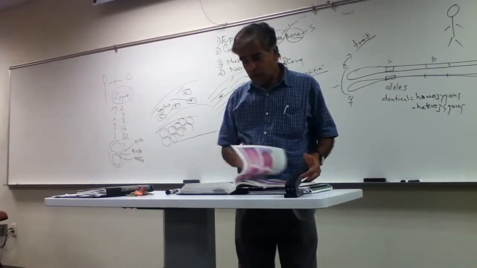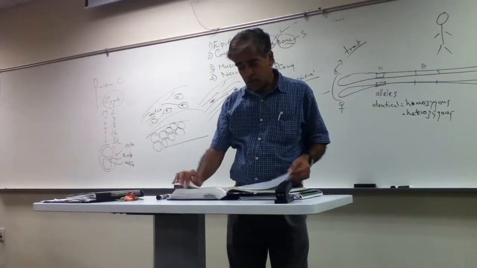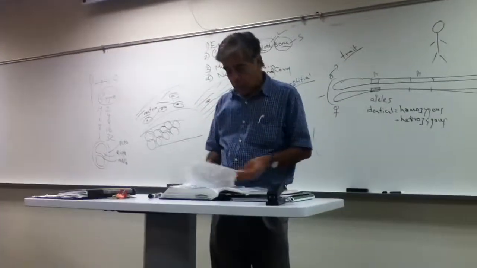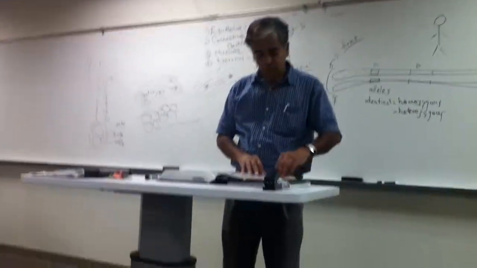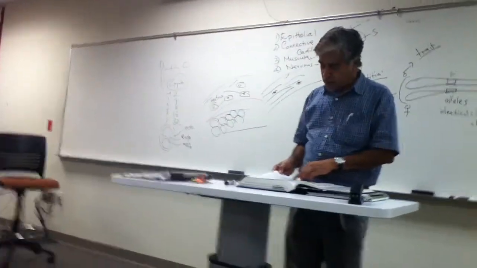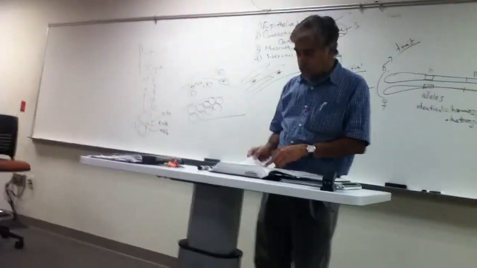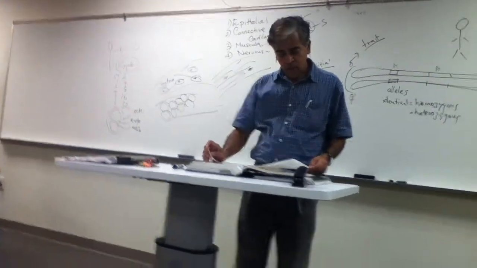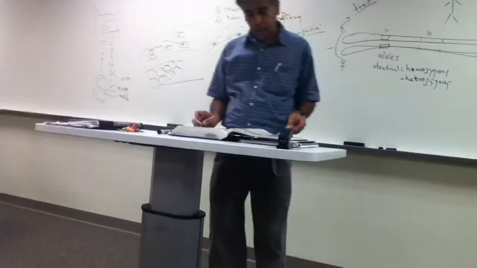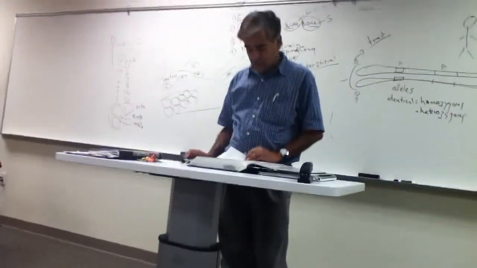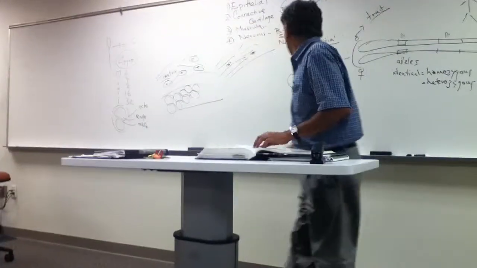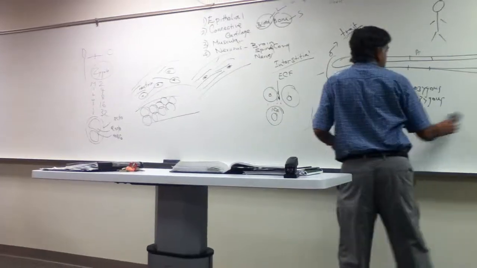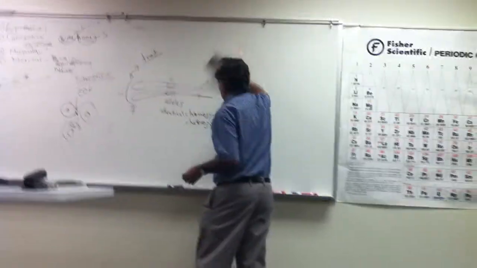So we will do the epithelial tissue first. Epithelial tissues are classified. The description is on page 147 at the bottom and then 148. The words are all highlighted, okay? So let's first look at the simple epithelium. Simple means one layer of cells. Stratified means multiple layers of cells.